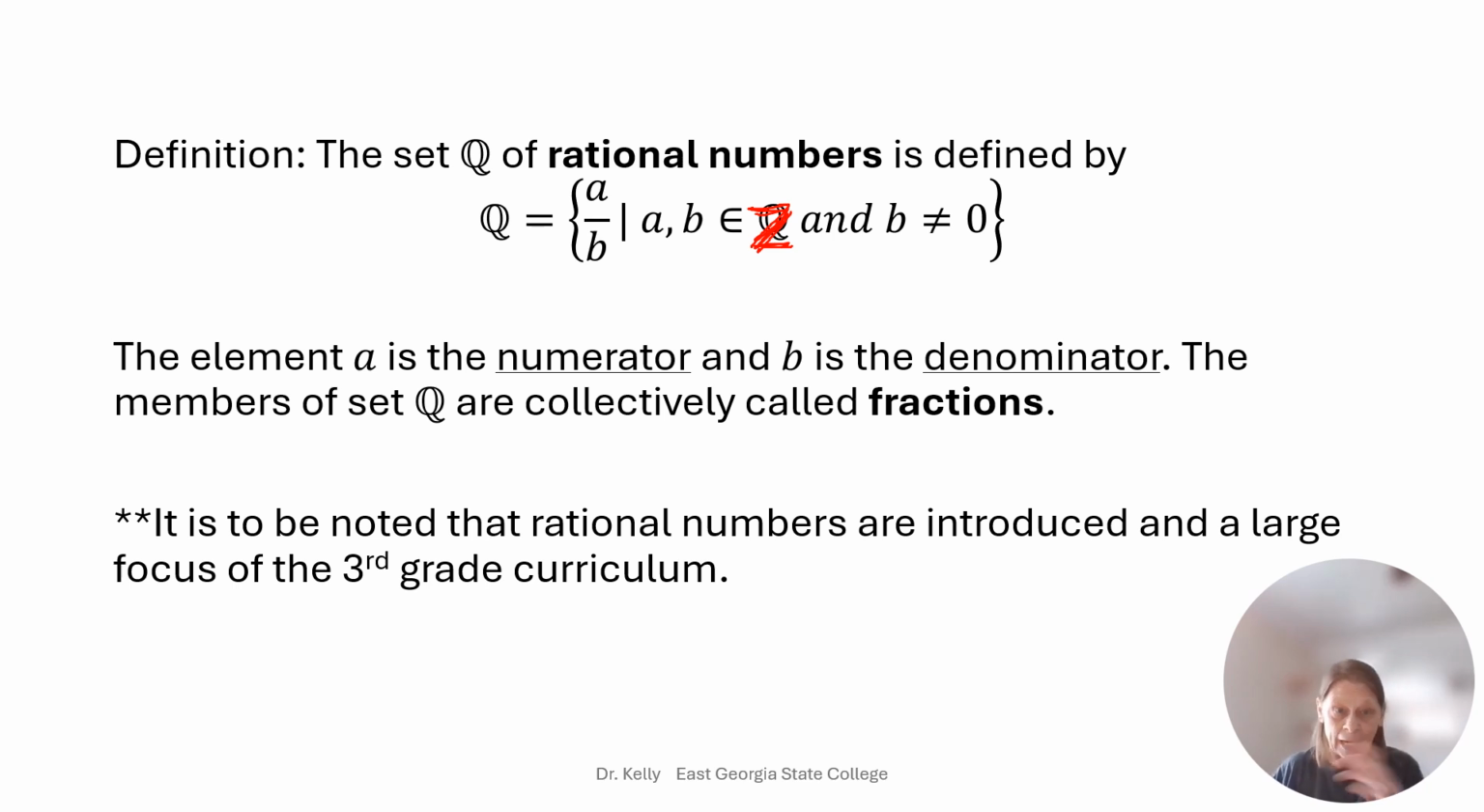The element A, the number on top, is called the numerator, and element B is called the denominator. And the set of rational numbers is collectively called fractions.